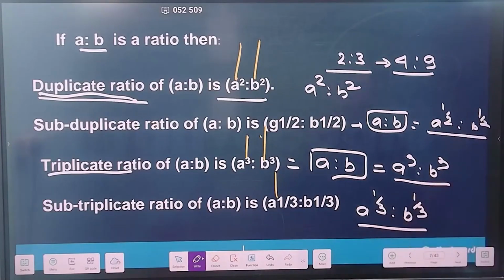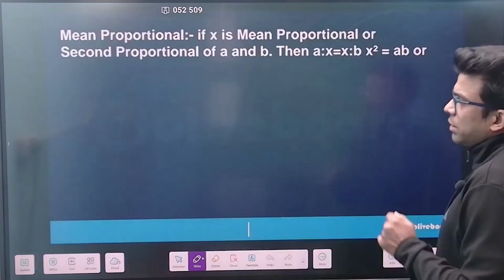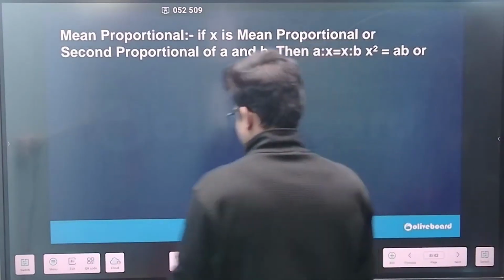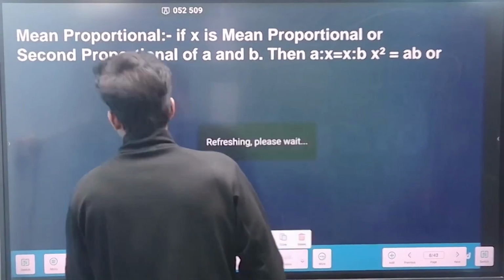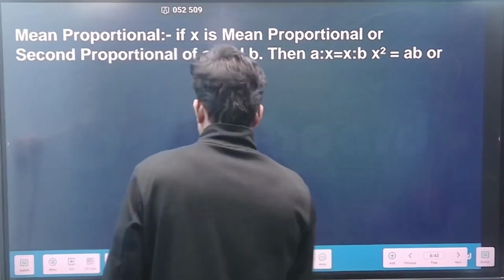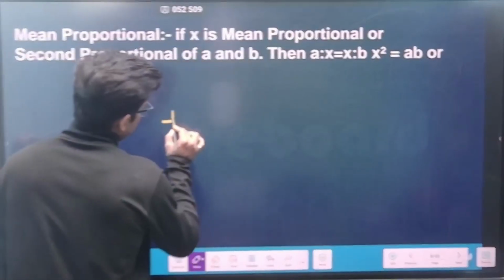This is a very basic part. Now let us start with the questions. We have a first question, and the question is: what is mean proportional?